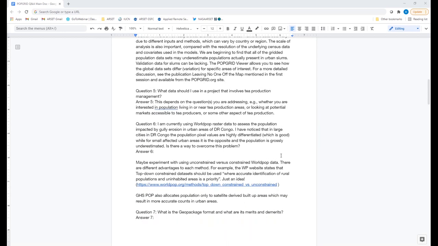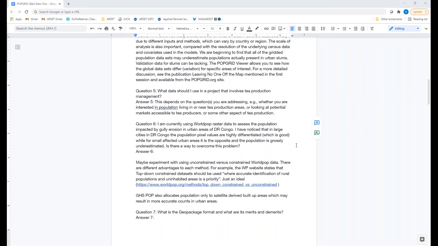Yeah, and I wrote this initial answer. We'd need more specifics about what the question is. I could imagine that if you're looking at, say, who's affected by tea production or pollution, you'd want data that looks at those areas and does a good job capturing the residents involved or living in the exact area. But if you're looking at markets, you might want to know something about the demography and the type and economic level of populations in cities near there. So it's a little hard to judge what data is appropriate for the project of interest.